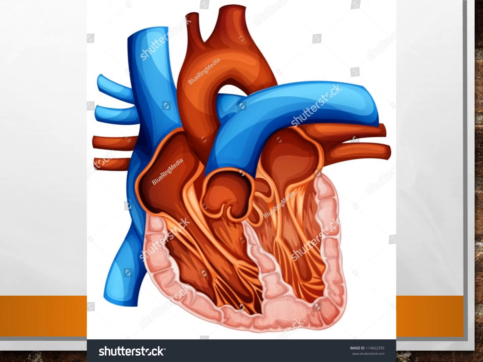So we're going to talk about the major blood vessels that we have in our body in regards to where they connect to the heart.